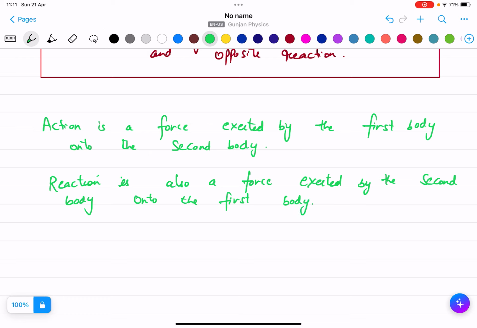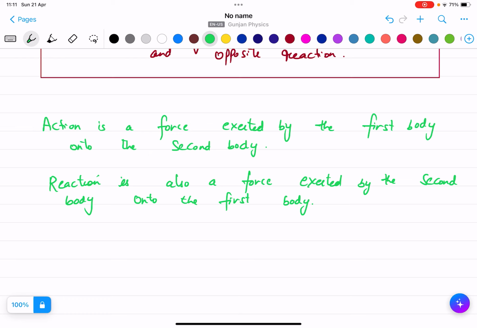Okay, we can take an example of swimming. When a swimmer is swimming, he is the first body and water is the second body. For moving in the forward direction, what will happen? He will push the water to the back, and he will move forward, right?